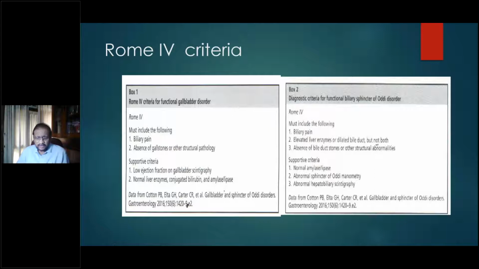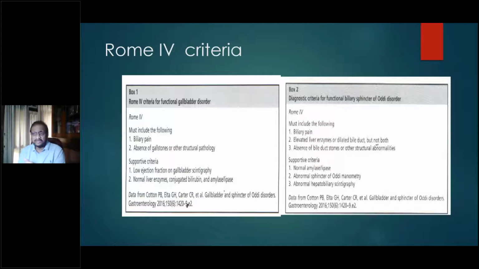Somebody's talking behind. Okay, so the supportive criteria: number one, low ejection fraction on the scan, and number two, it has to be substantiated by normal liver enzymes and amylase. Now, these are supportive criteria. The two important ones: number one, it should be having biliary pain. And number two, there should be absence of gallstones or any other structural pathology.